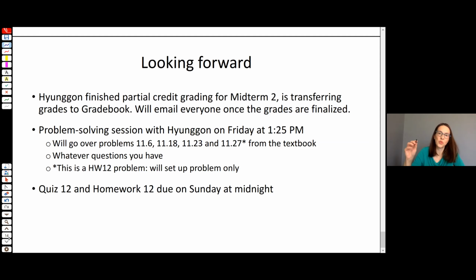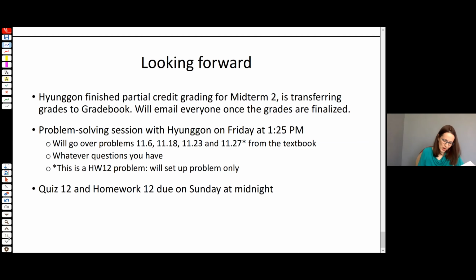Also, Hyungan is in the process of going through and manually entering your grades so that they show up in the grade book, because right now you can see your grade on both midterms 1 and 2 if you go into the assignment itself, but it doesn't show up in the grade book and doesn't show up in your grade calculation. So he's going to have that done by this week. It requires him to go through all of those upload questions where you can upload your partial work. He has to enter zeros and then update the score, and he's got to do that for everyone. So it'll take a little bit.